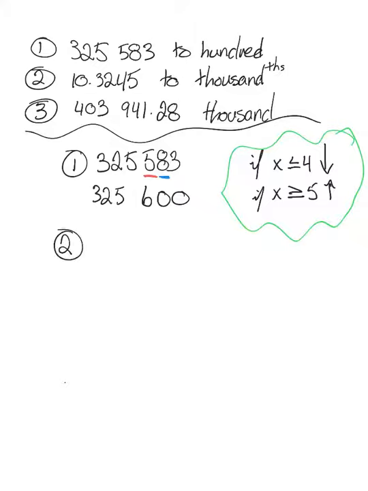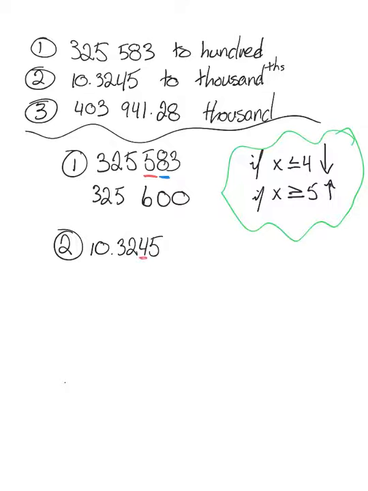Let's see if we can make that a bit more clear. So if we're given 10.3245, and we want to round to the thousandth place, what is the thousandth place? Well, the 3 is in the tenths, the 2 is in the hundredths, and the 4 is in the thousandths. So we look at that.